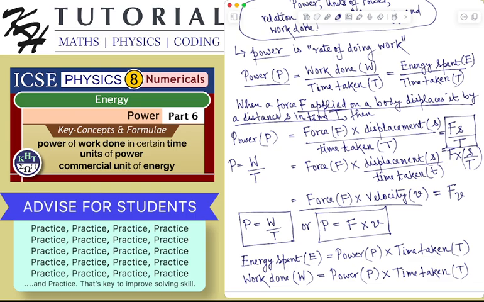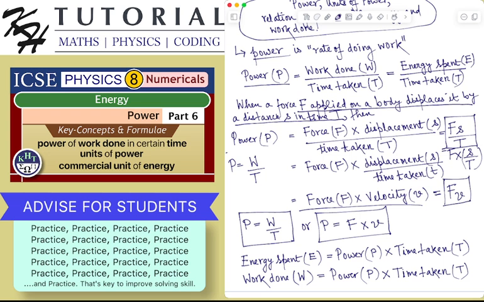Now also if you know that the force F was applied on a body and the body acquired a velocity of v, obviously in the direction of the application of the force, then also the power of the force that caused the body to move and have a velocity of v will be equal to F into v.